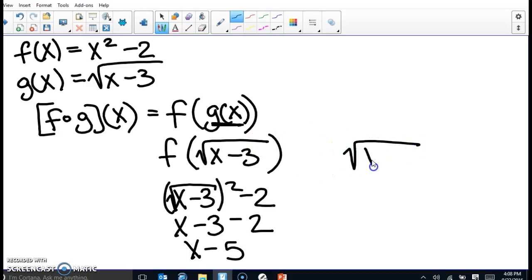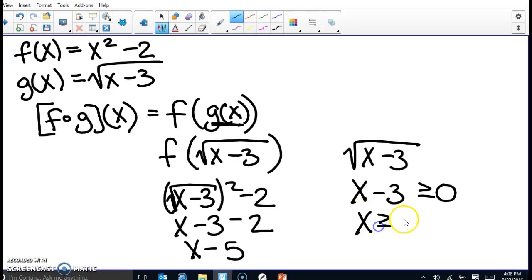So looking at x minus 3, x minus 3 needs to be greater than or equal to 0. So x needs to be greater than or equal to 3. So for our domain, we need to state that x needs to be greater than or equal to 3. We can write it in interval notation as 3 to infinity.